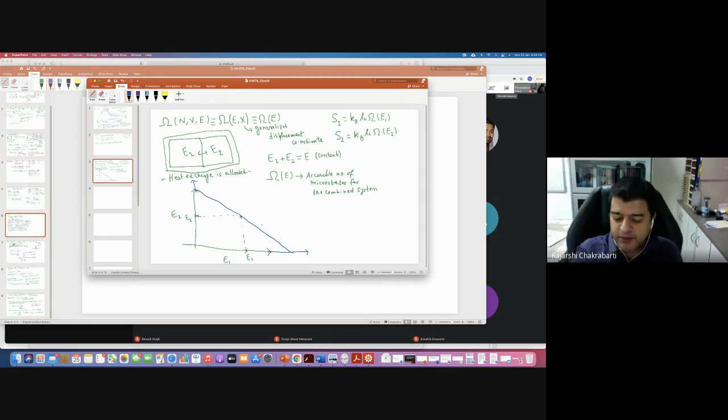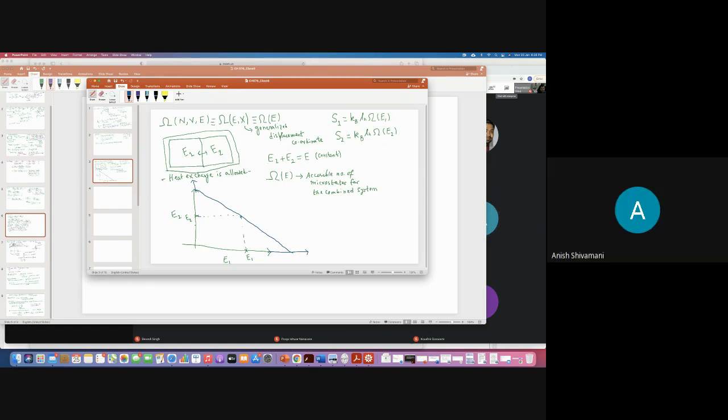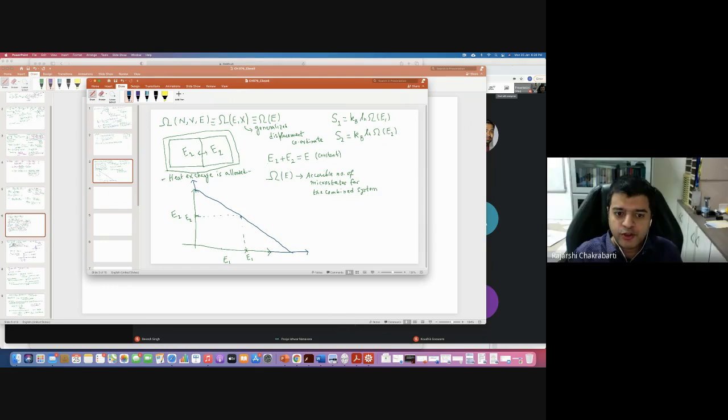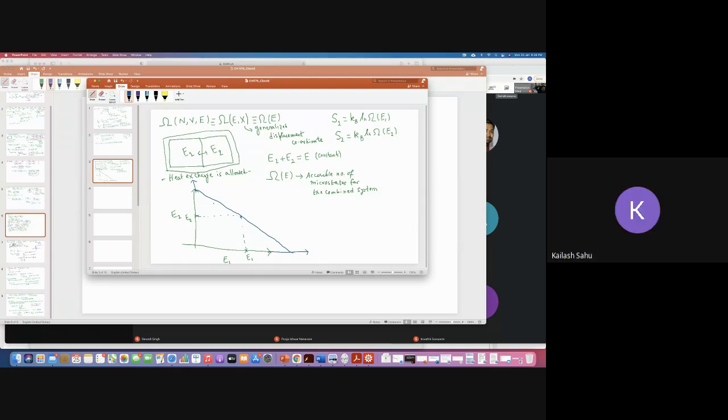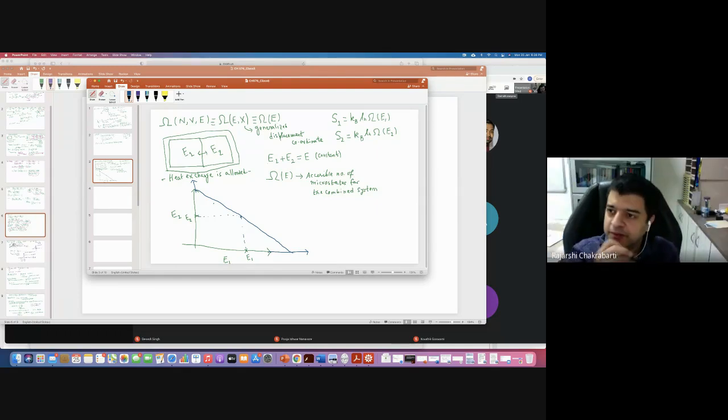Now if I move, for example, if I increase E1, E1 goes here, but E2 should come down here, no? Similarly, if I reduce E1, then E2 should increase. So basically, that line represents the allowed microstates for the composite or the combined system. Is this clear? Yes, it should be along the line. So all the microstates essentially.